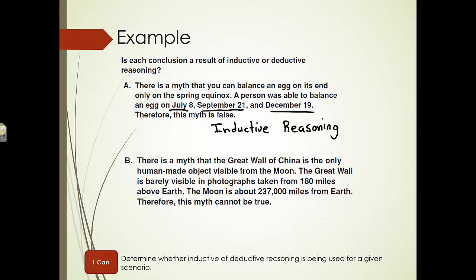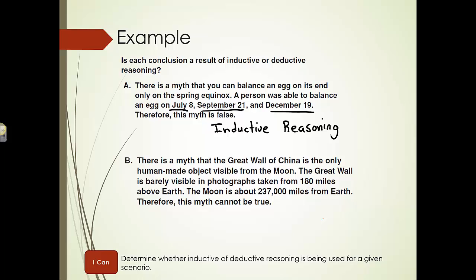For part B, it says there's a myth that the Great Wall of China is the only human-made object visible from the moon. The Great Wall of China is barely visible in photographs taken from 180 miles above the Earth. The moon is 237,000 miles from Earth. Therefore, the myth cannot be true.